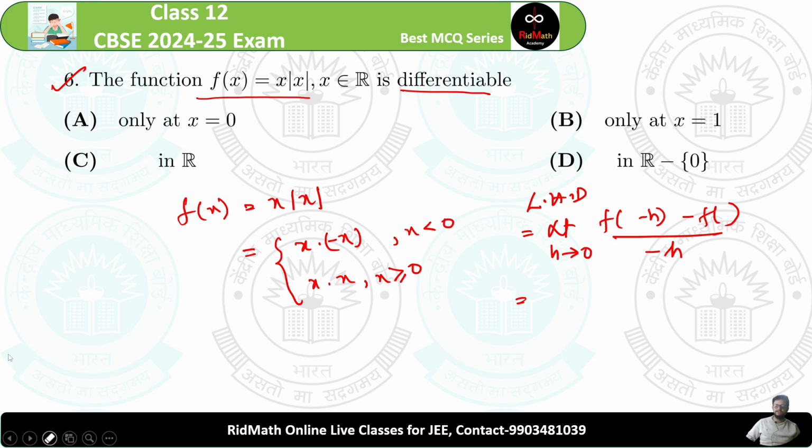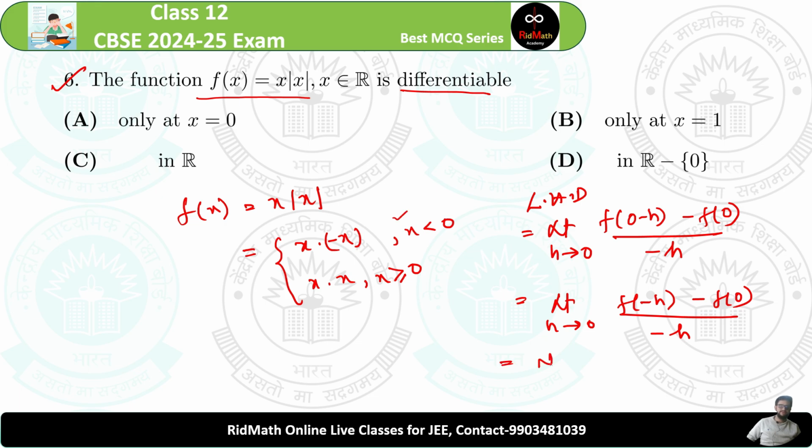So this we can write it as 0. So 0 minus h, that is f of minus h, and this is f of 0 divided by minus h. So what is f of minus h? f of minus h is, because h is less than 0, minus h is less than 0, that means we have to take this definition.